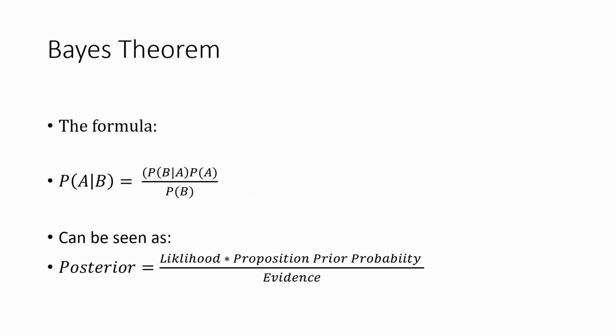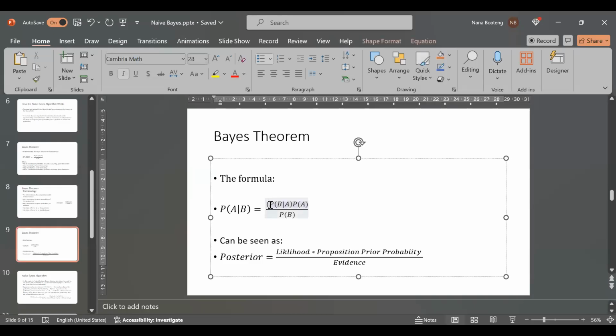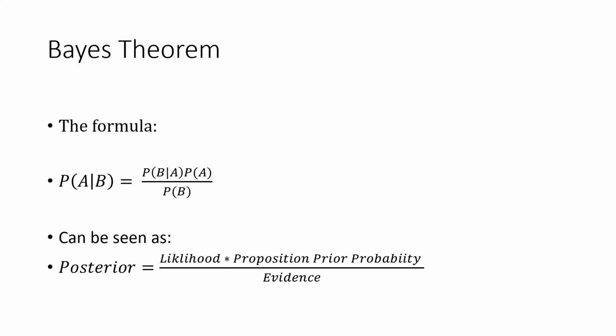So if we take the formula for the Bayes theorem and insert the terminologies alongside, we can say the probability of A given B is the probability of B given A multiplied by the probability of A, divided by the probability of B. In the same vein, we can say that the posterior is equal to the likelihood multiplied by the prior probability, over the probability of the evidence.